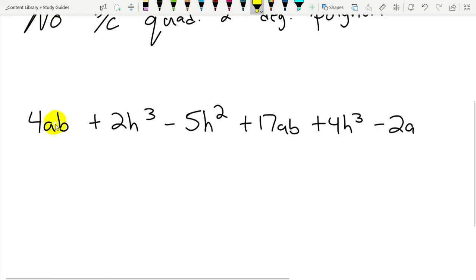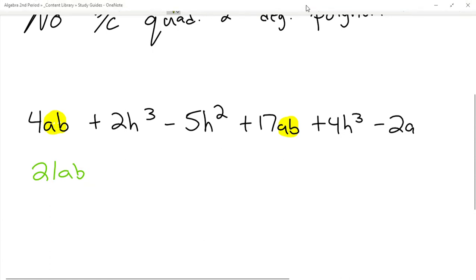This is an ab term, so I look for any more ab terms, which we have. So I have 4 of them plus 17 abs. That's like 4 apples plus 17 apples gives you 21 apples. We don't change the variables though, because you're making the quantities increase, not the variables themselves. So the variables, we don't touch them when adding or subtracting.